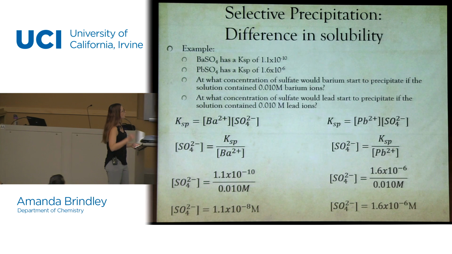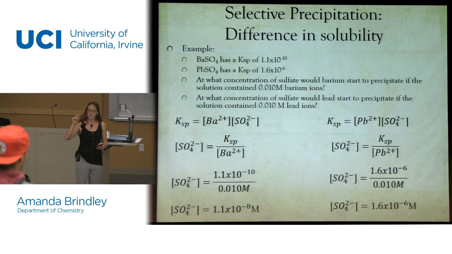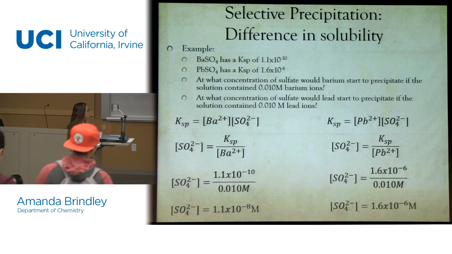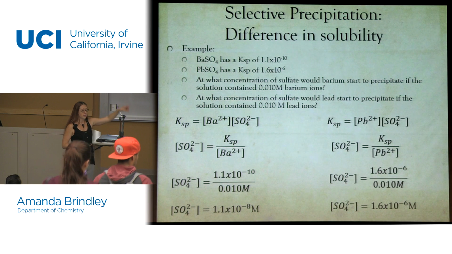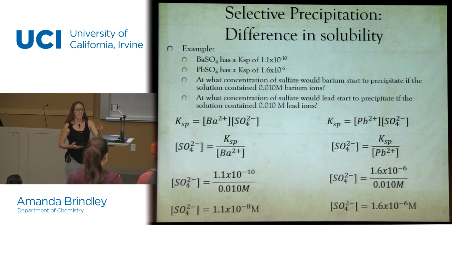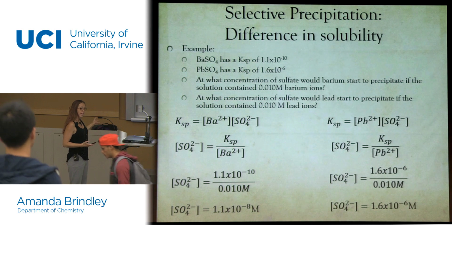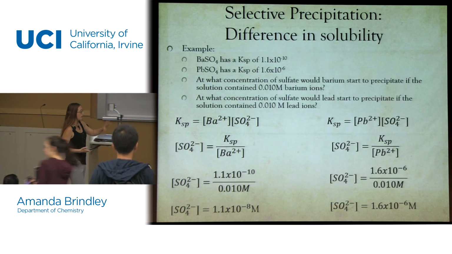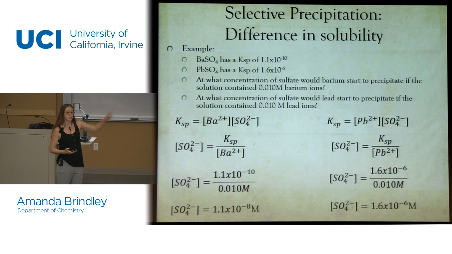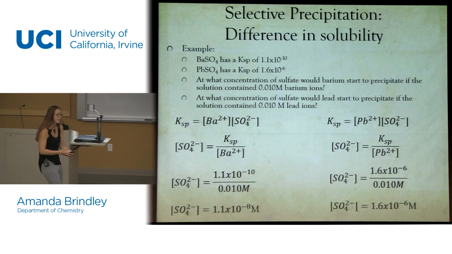1,000 times difference. So you should be able to add the sulfate in small enough quantities where you precipitate out the barium, a little bit, and then at some point say, okay, most of the barium is gone, pull that sample out of solution, and then start precipitating out your lead, okay? That's where we left off.